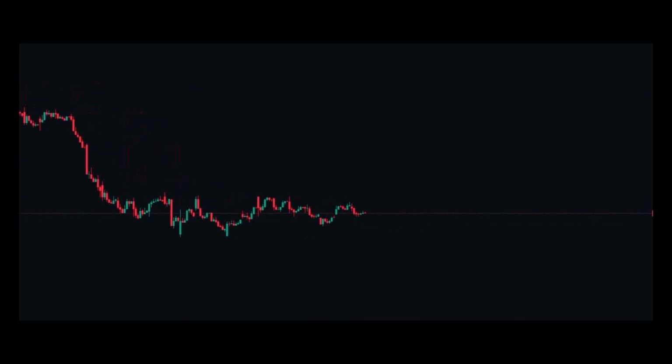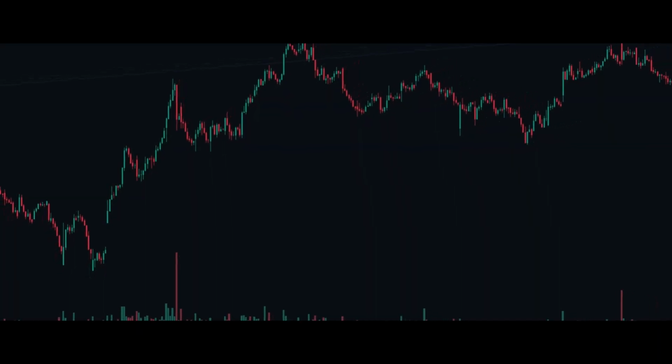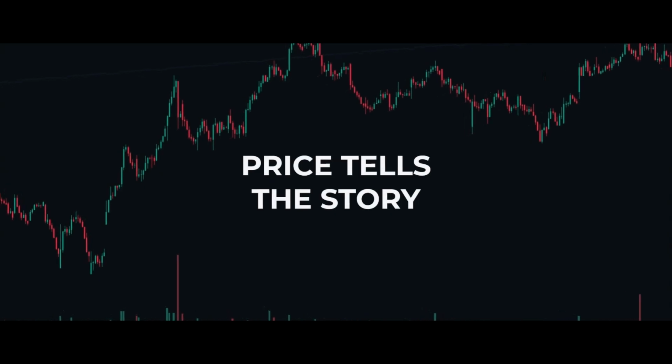Until then, read the chart, understand the story. Remember, indicators can help you make decisions, but price tells you the story.